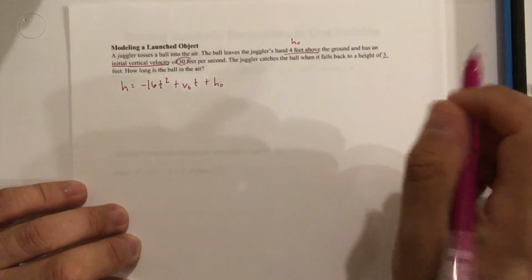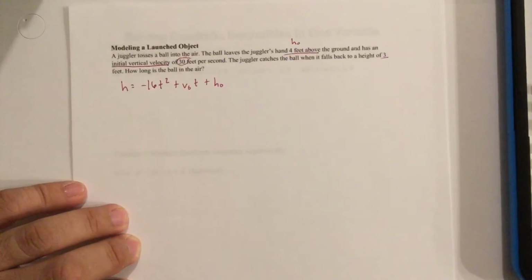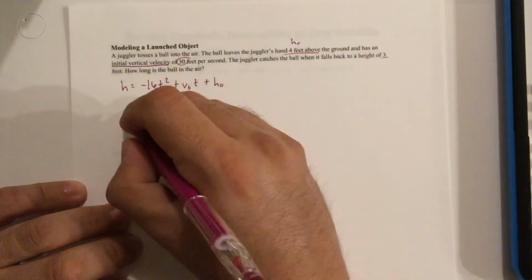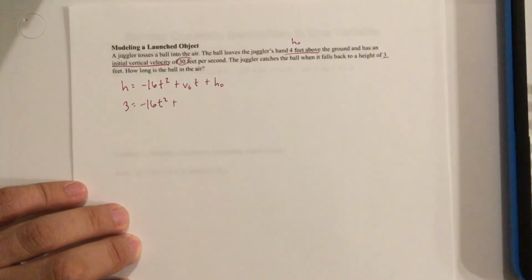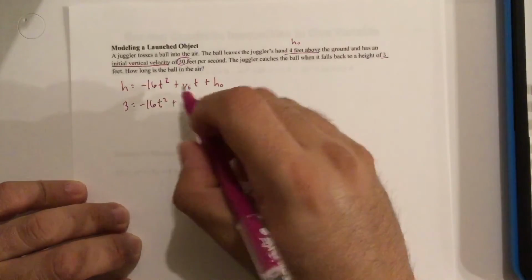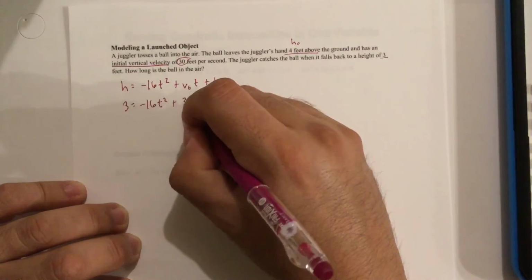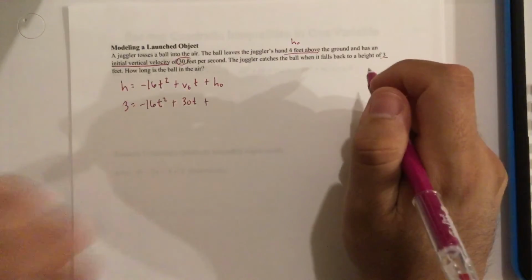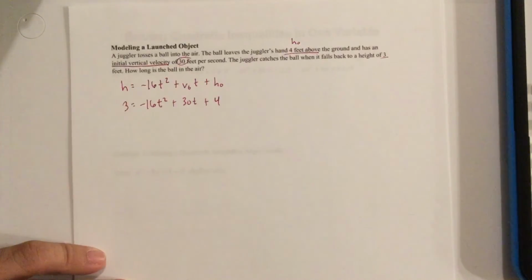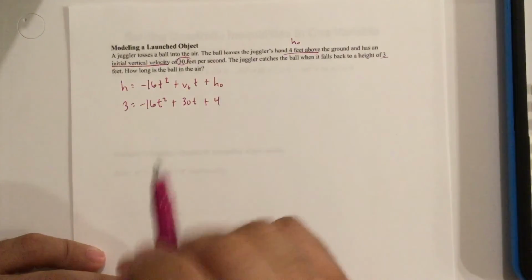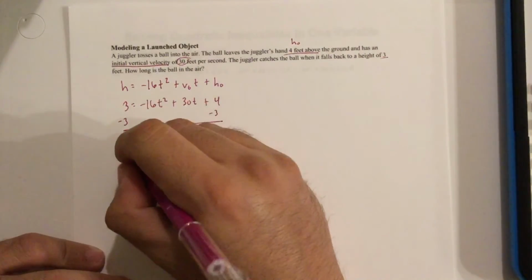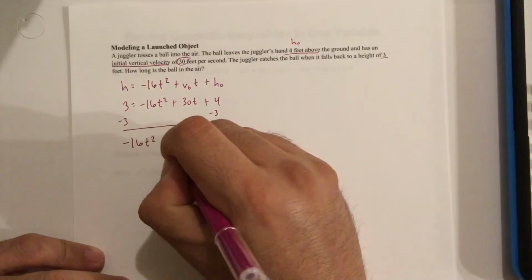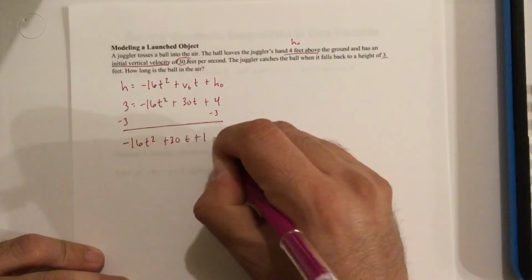Okay, so we're going to substitute those numbers in. So h is going to be 3 feet, equals negative 16t squared, plus the initial vertical velocity was 30 feet per second, plus the initial height was 4 feet. Now, this isn't ready to solve yet, so first we're going to subtract the 3 over to the other side. And 4 minus 3 is positive 1.